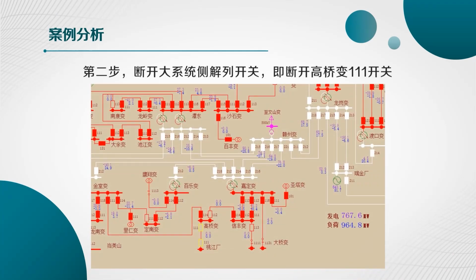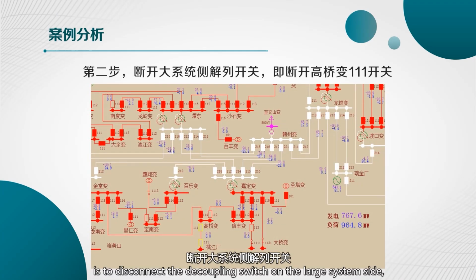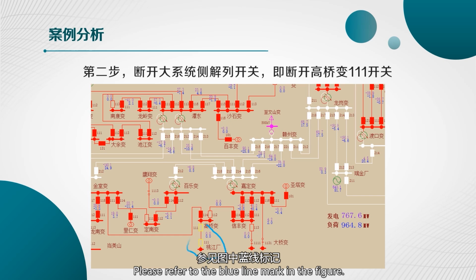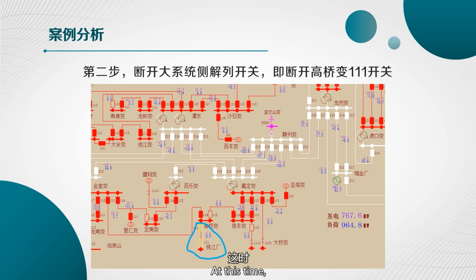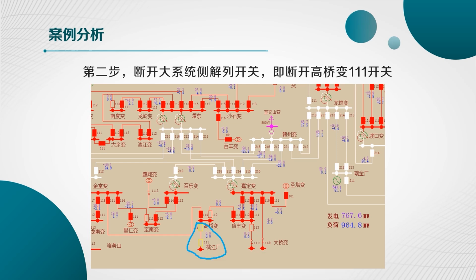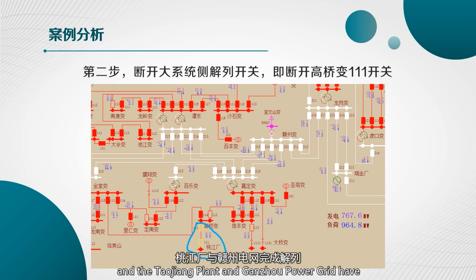The next step is to disconnect the decoupling switch on the large system side, that is, disconnect the switch of Gaoqiao transformer 111. Please refer to the blue line mark in the figure. At this time, the switches on both sides of the Taogao line have been disconnected, and the Taojiang plant and Guangzhou power grid have completed the decoupling operation.